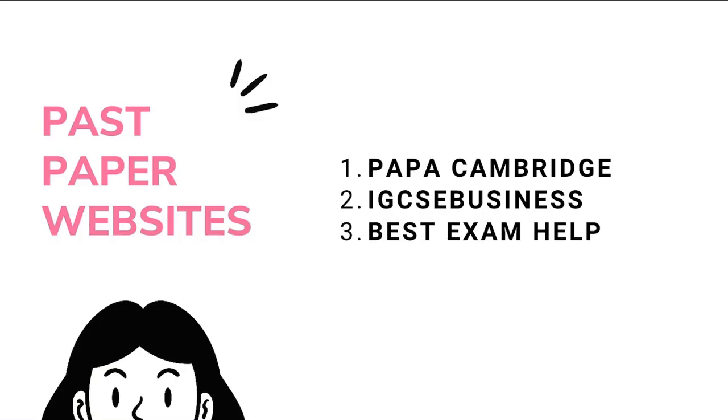So now coming to the past papers, there are many reliable past paper websites, but personally the ones I used are Papa Cambridge, IGCSE Business, and Best Exam Help. For categorized papers, I would suggest using IGCSE Business, because that includes business categorized past papers. And apart from this, they also have an IGCSE economics website as well, where economics categorized papers are provided too. So you can find the categorized past papers here.